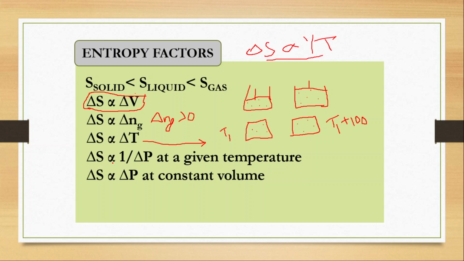Next, delta S is proportional to 1 by delta P at a given temperature, that is, temperature is constant. If temperature is constant, then change in entropy is proportional to 1 by P. If the process is at constant volume, then delta S is directly proportional to delta P. Clear? Remember all those formulas. It is very, very important.